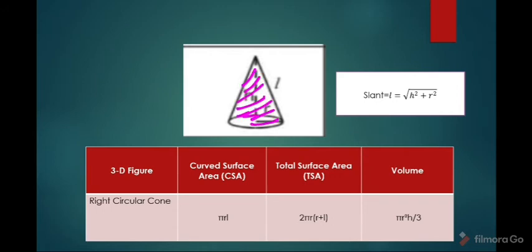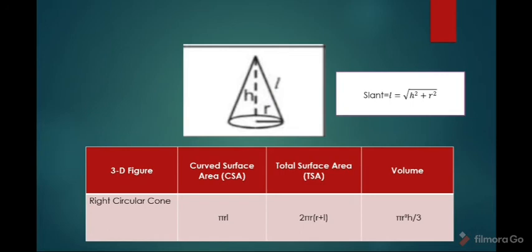So how can you find the curved surface area? For a circular cone, if the radius is r and the height of the cone is h, then this side is considered the slant height. Slant height is denoted by L, and the formula is root under height square plus radius square. So the curved surface area is pi r L, where L is the slant height.